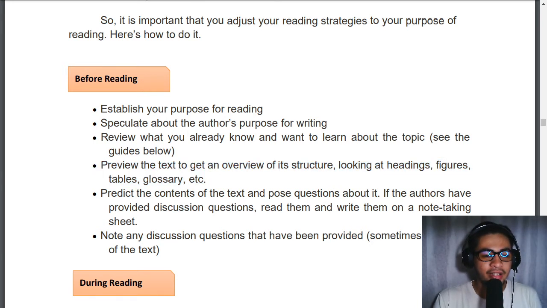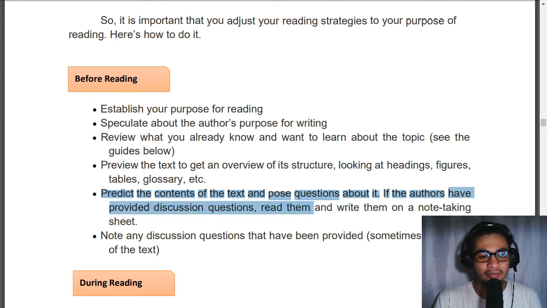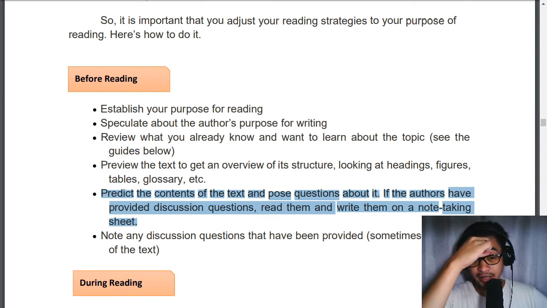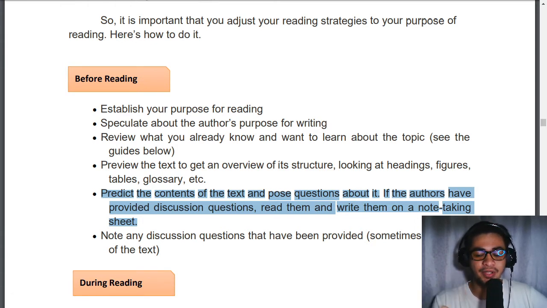Next is predict the contents of the text and pose questions about it. If the authors have provided discussion questions, read them and write them on a note-taking sheet. So before ka magbasa or before reading, you need to jot down notes sa mga questions. Then you're going to answer that one first before reading the certain selection. Like this one in the module, di ba naa yung mga questions prior to the lesson. So you have to answer that question first to check if you have a background knowledge of the lesson to be discussed.